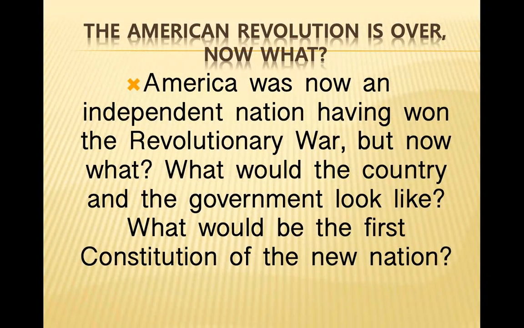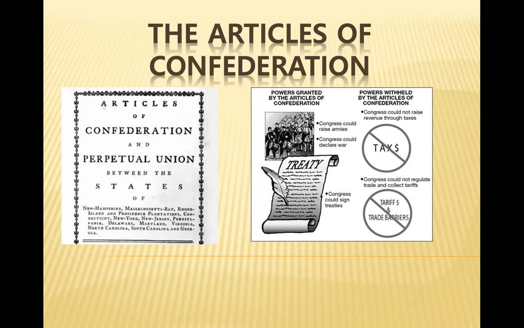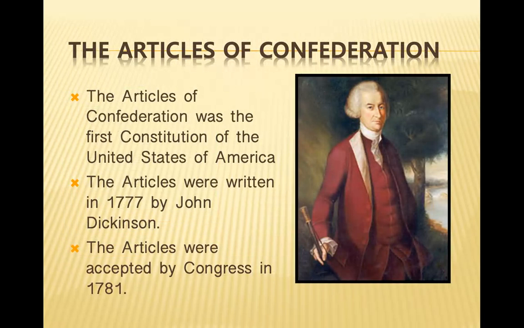So the Revolutionary War is over and we are an independent nation. What's our government going to look like? How are we going to run ourselves as a nation? What is our first constitution going to look like? Well, in order to answer that question, we go back in time to 1777 to the Articles of Confederation. And the Articles of Confederation are considered our first constitution.